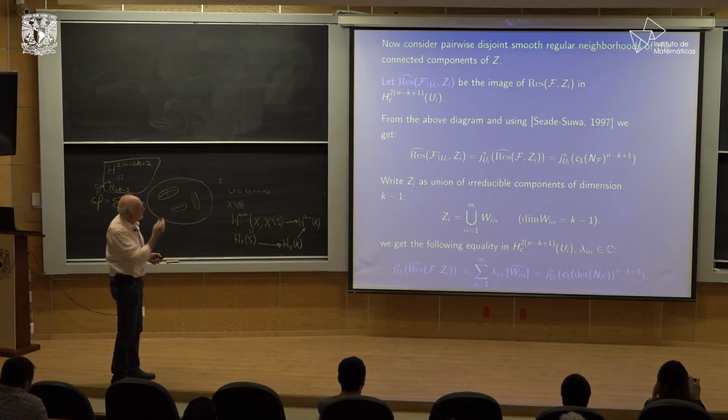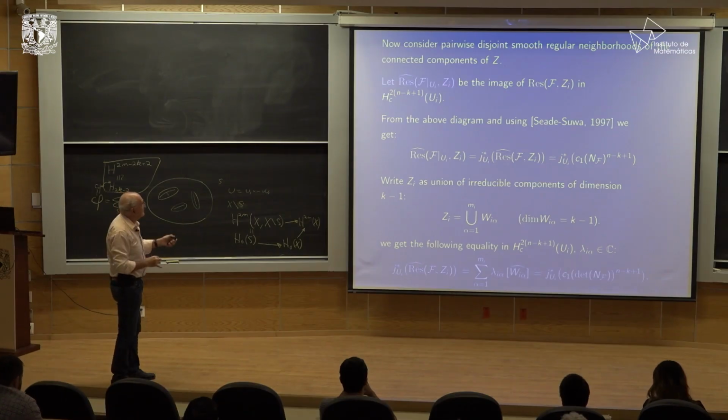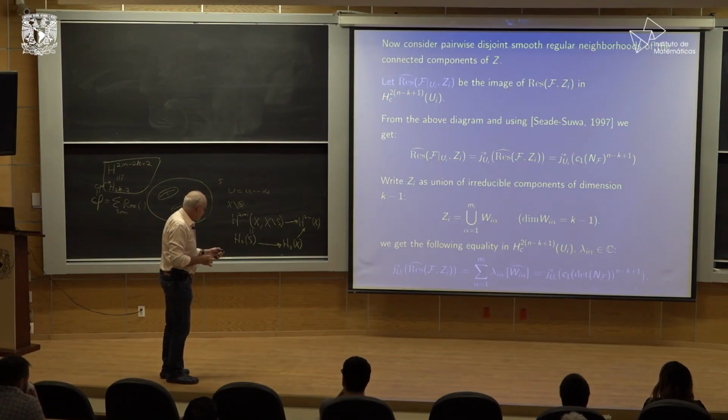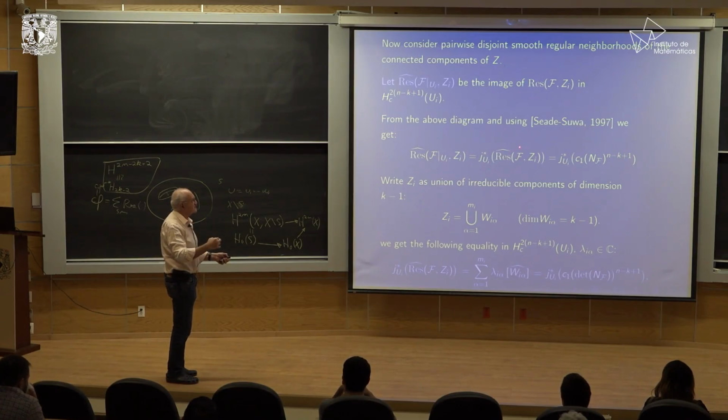Now, we consider pairwise disjoint regular neighborhoods. And then from the above diagram, just by following arrows, we get that if we take the foliation and restrict it to each open neighborhood, and look at the residue class there, it is the same as taking the original residue of Bott and then pushing it to the corresponding homology class using the inclusion. And then that's the same as this. So it's just playing with inclusions.